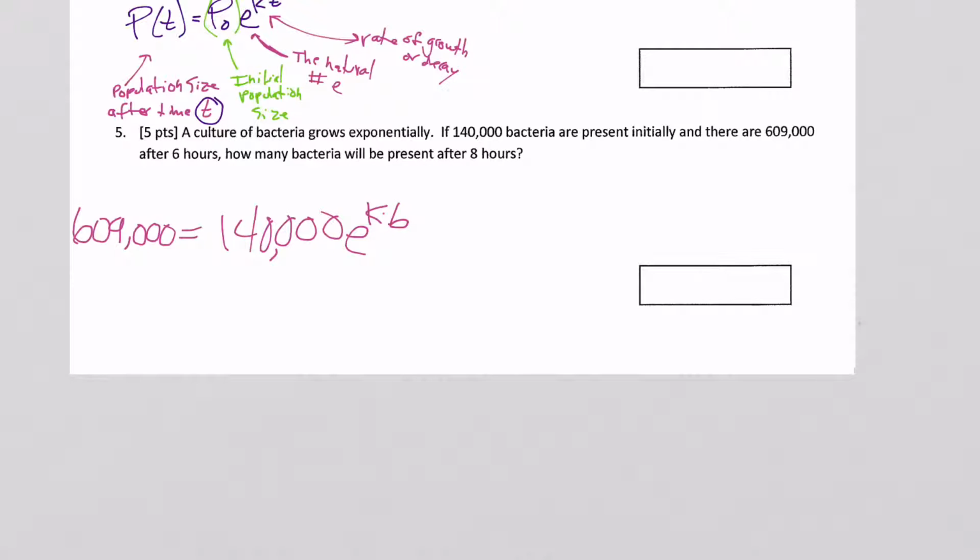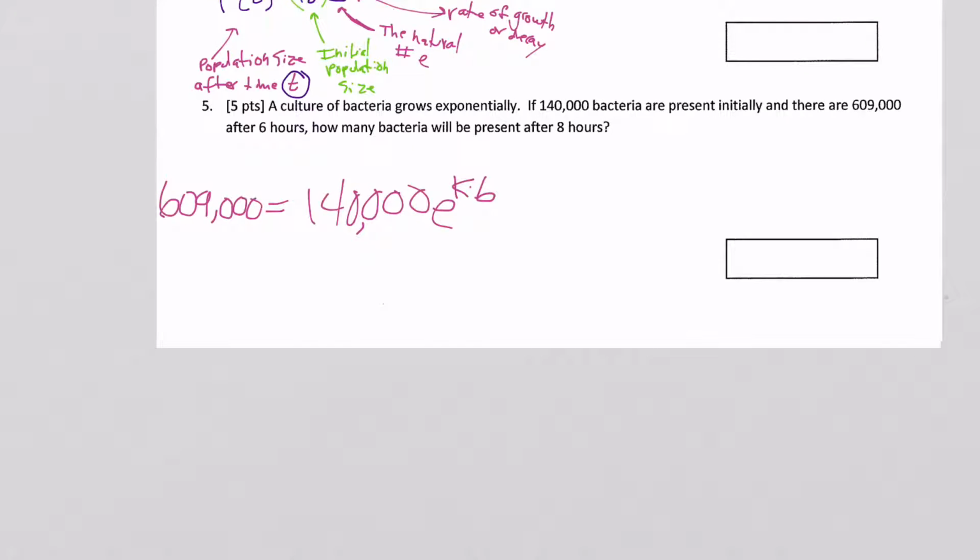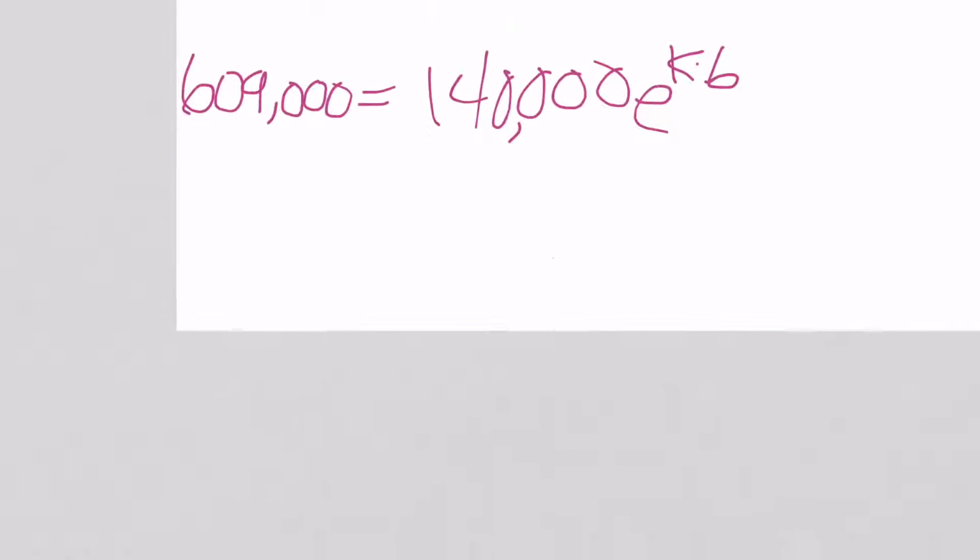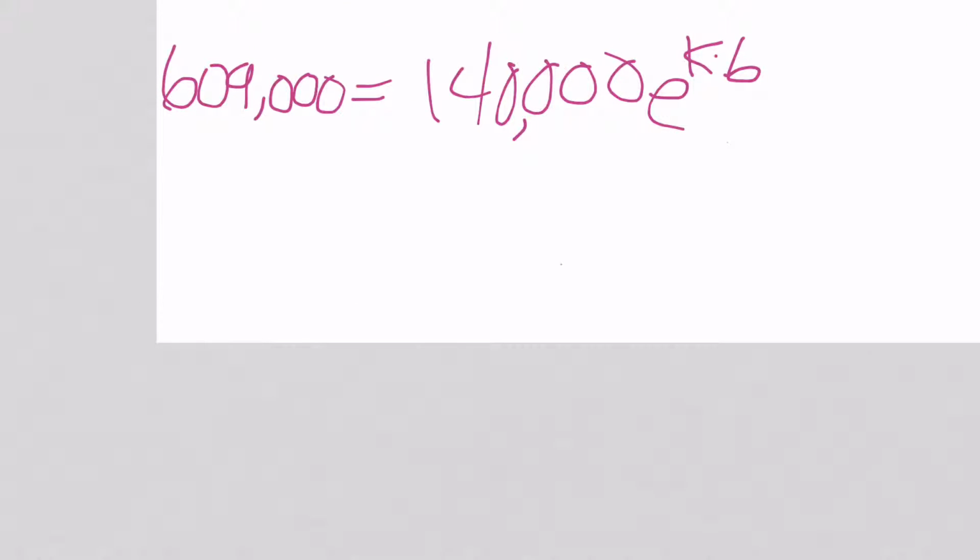How many will be present after 8 hours? So I need to figure out my rate, K. So notice I'm not using the 8 yet. I'm using 6 because I know that after 6 hours, so that's where my 6 goes, the initial population of 140,000 has grown to 609,000. So I need to use that to find my rate.